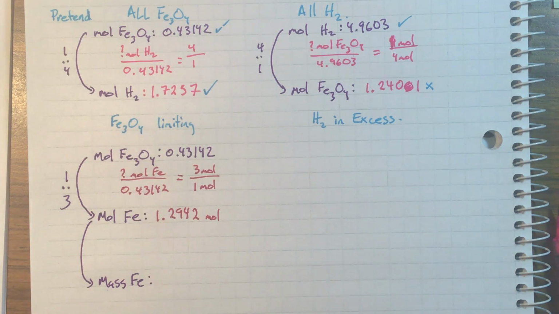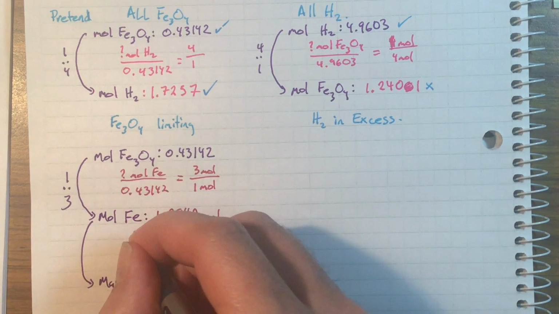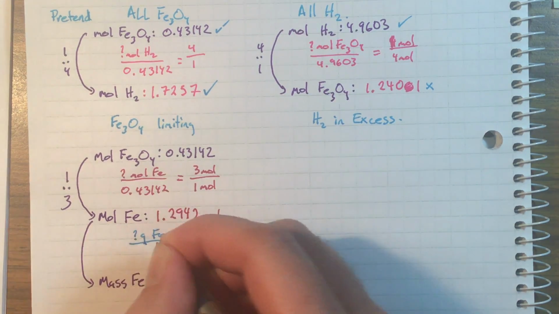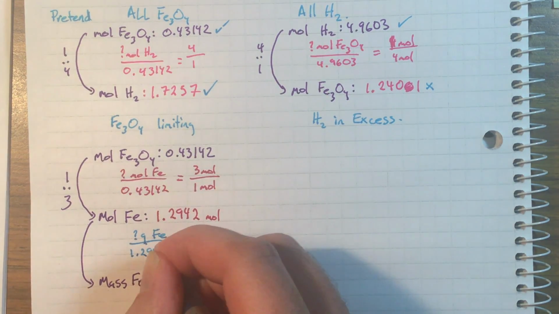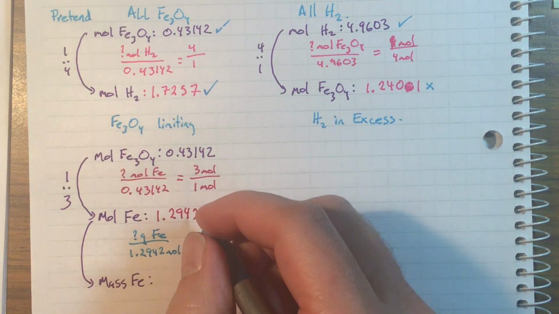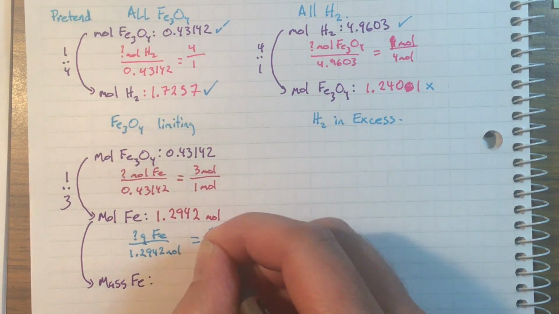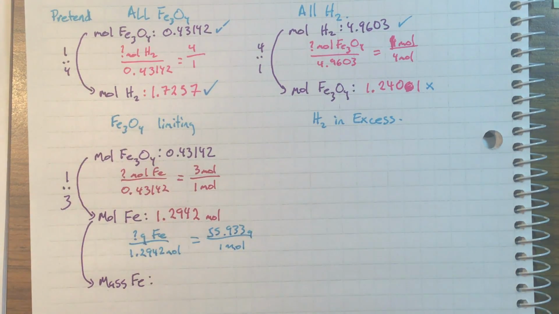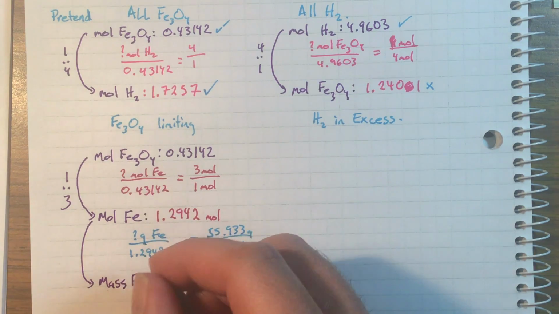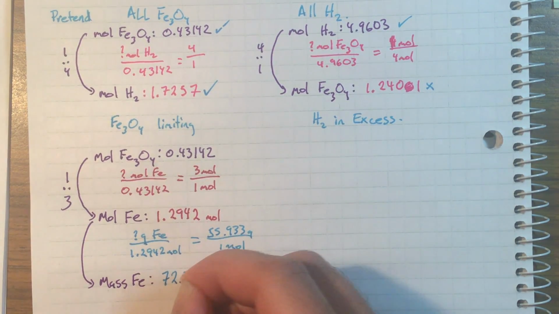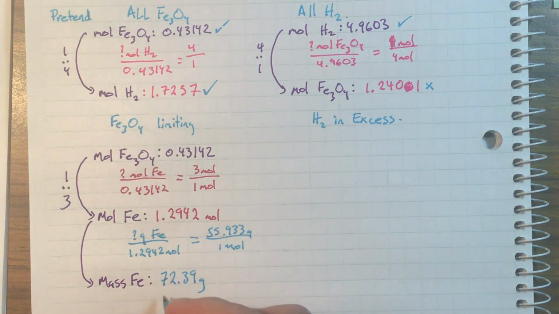Now we do our molar mass. So how many grams of Fe will there be in 1.2942 moles, if there are 55.933 grams in 1 mole? So we take this times 55.933. My final answer should be in 4 significant figures because I started out with 4 significant figures. 72.39 grams. That's my mass.